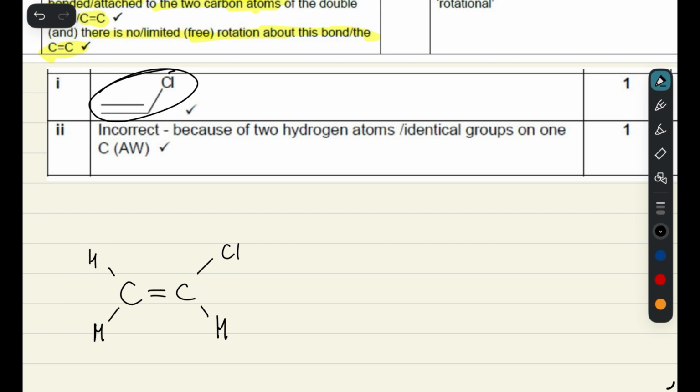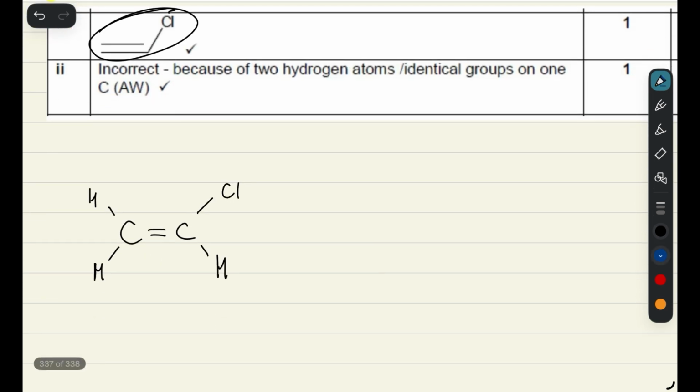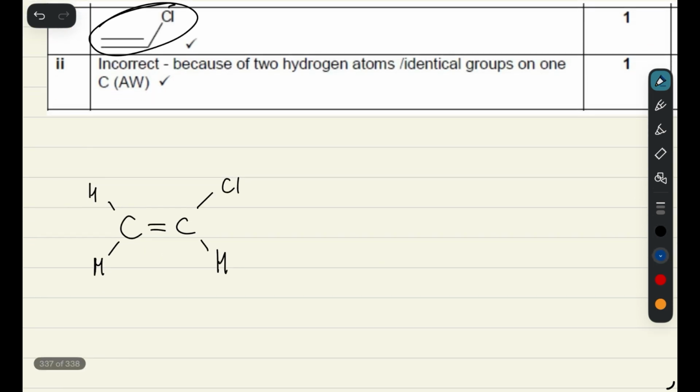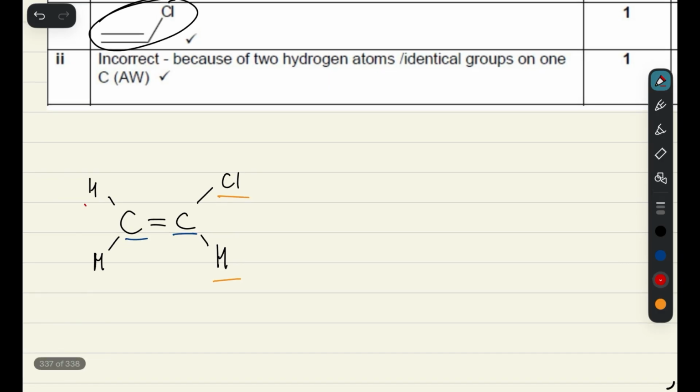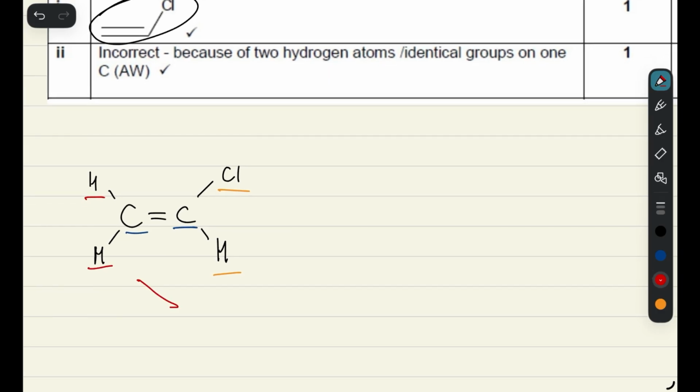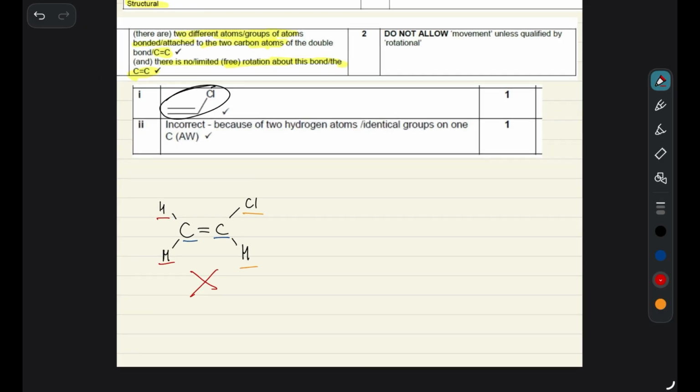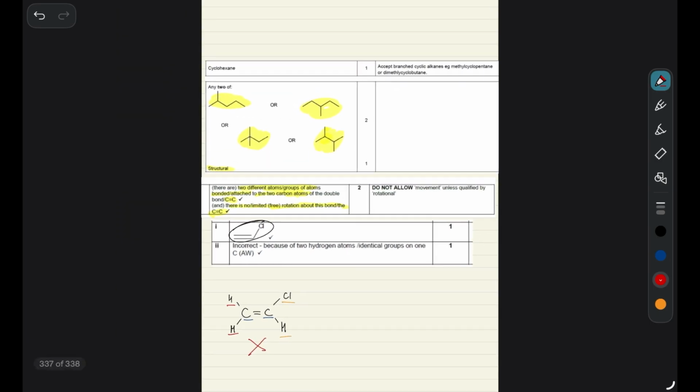And then finally, why can't it have EZ isomerism? Well, you can see what our requirements were. We look at the carbons in the double bond. We're looking at these 2. They need to have different groups attached. Here, yes, chlorine and hydrogen are different. But here, hydrogen, hydrogen. So we are not going to have EZ isomerism. I hope that all makes sense in terms of explaining those answers.